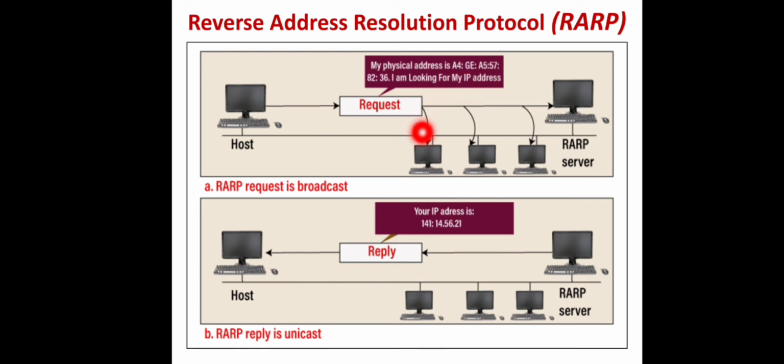This request will be received by all the machines in the network, and upon receiving this request, the RARP server will respond. You can see the reply from the RARP server here: your IP address is this. Only this machine will respond, and this reply will be unicast to the corresponding host. This is how RARP works.